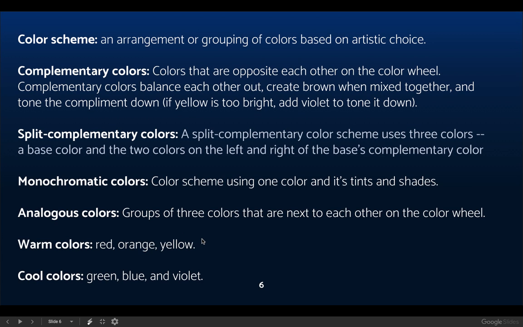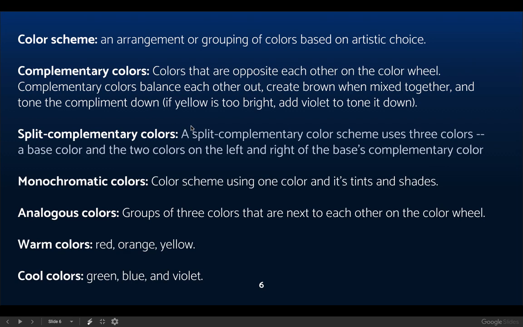So a color scheme is an arrangement or grouping of colors based on artistic choice. So if you were going to choose a subject matter that you wanted to give the viewer an overwhelming feel of, if you were to paint something sad, the subject matter would be sad, but if you use blues and purples and grays, it would make you feel even more sad. So a color scheme is specifically choosing colors based on how they would make the viewer feel or how they make you feel as you paint it.